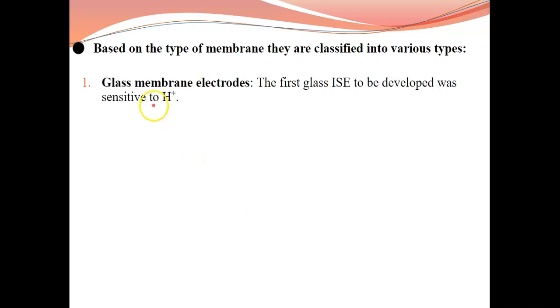The first one is the glass membrane electrode. The best example of this is the glass electrode. The first glass ion selective electrode to be developed was sensitive to H+ ions. So the glass electrode gives a potential which depends upon the concentration of H+ ions present in the analyte.